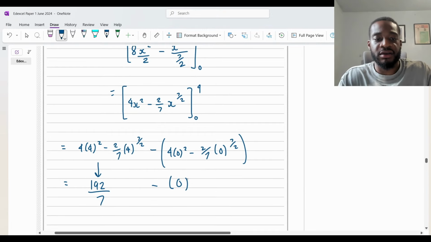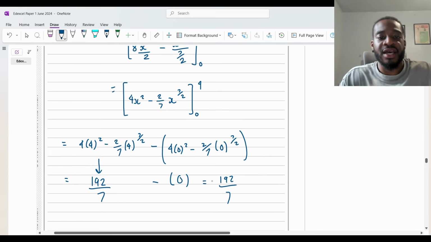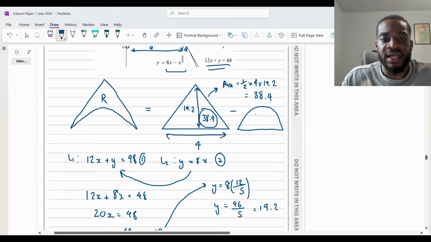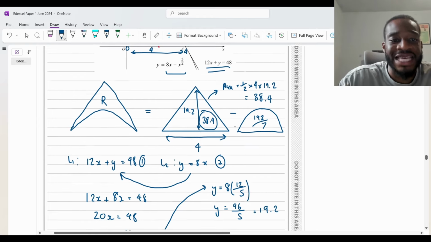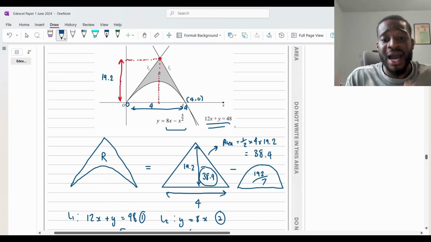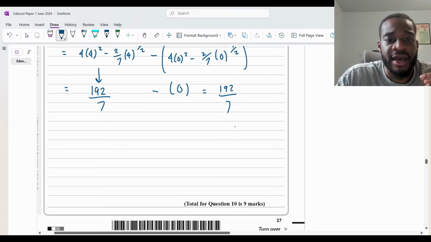Which is the area. I'll do it here. 192 over 7 minus 0 is 192 over 7. This is the area of this thing. 192 over 7, right? And that is that thing there, 192 over 7. So therefore, the area of that region R is going to be 38.4 minus 192 over 7, isn't it? So I'll do that here.